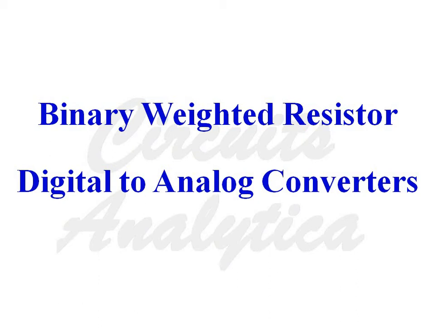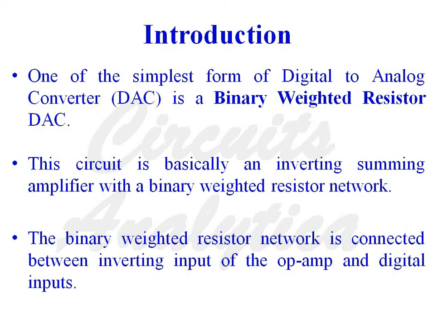In this video, we will discuss binary weighted resistor digital to analog converters. One of the simplest forms of digital to analog converter is a binary weighted resistor digital to analog converter. This circuit is basically an inverting summing amplifier with a binary weighted resistor network. The binary weighted resistor network is connected between the inverting input of the operational amplifier and the digital inputs of the digital to analog converter.